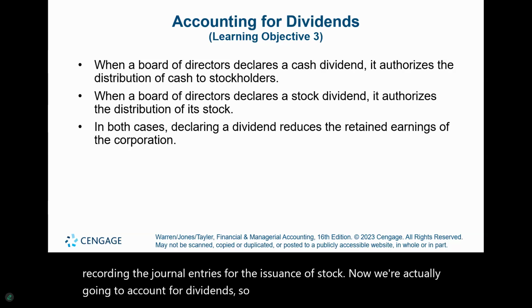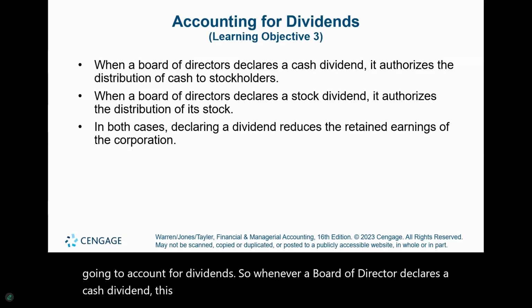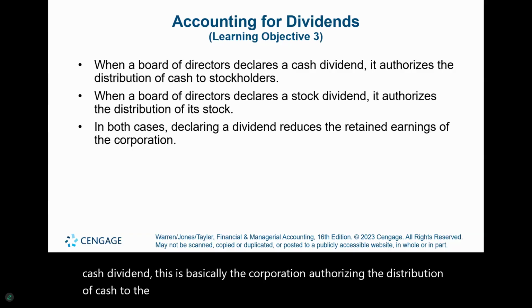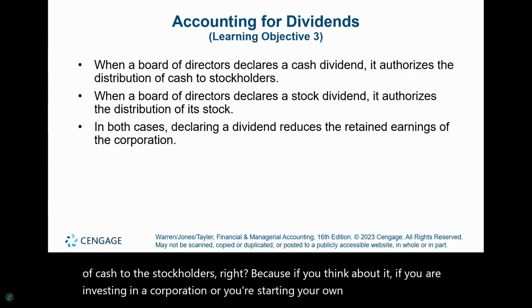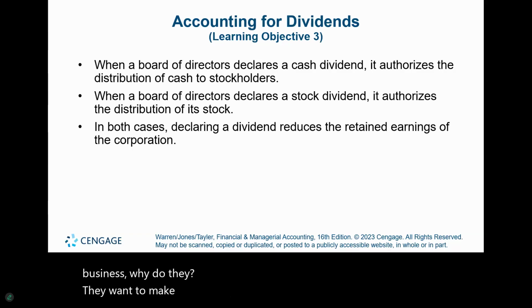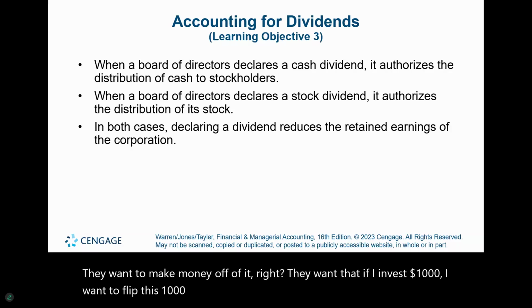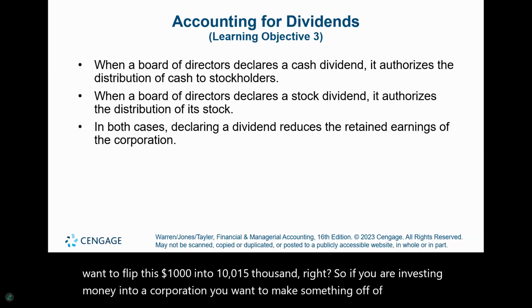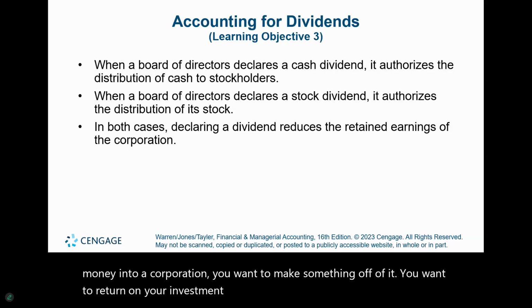Whenever a board of directors declares a cash dividend, this is basically the corporation authorizing the distribution of cash to the stockholders, right? Because if you think about it, anybody who starts a business, why do they start it? They want to make money off of it, right? If I invest $1,000, I want to flip this $1,000 into 10,000, 15,000. So if you are investing money into a corporation, you want a return on your investment. That is what a dividend represents.